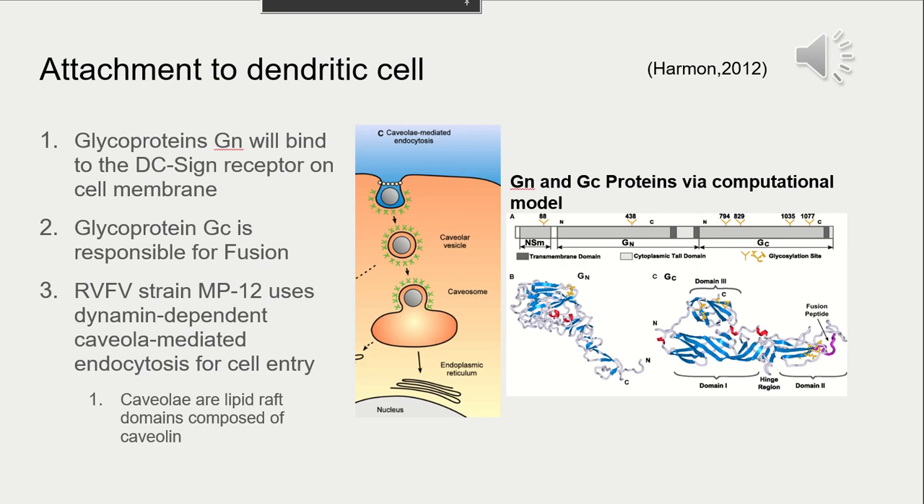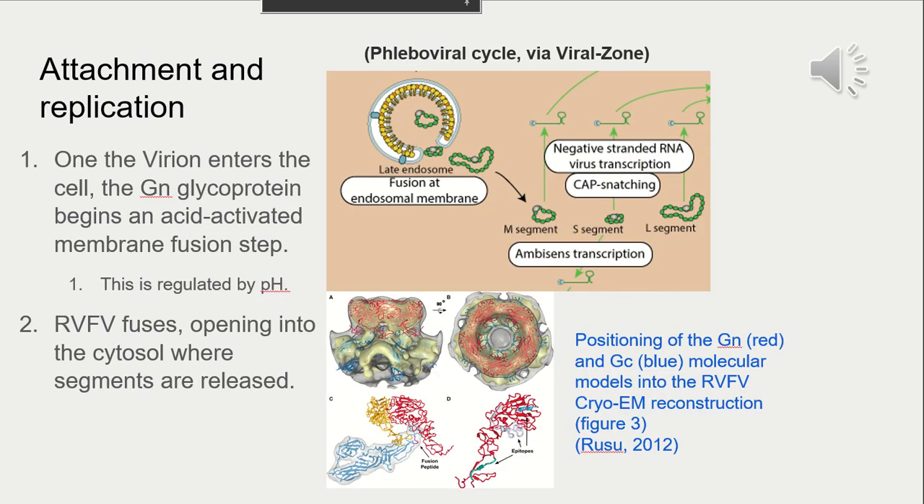So attachment to the dendritic cell, glycoprotein GN will bind to the DC-SIGN receptor on cell membranes. Glycoprotein GC is responsible for fusion, where Rift Valley fever virus strain MP12 uses dynamin-dependent caveola-mediated endocytosis for cell entry. Caveolae are lipid raft domains composed of caveolin. These usually contain a lot of cholesterol and are rich environments.